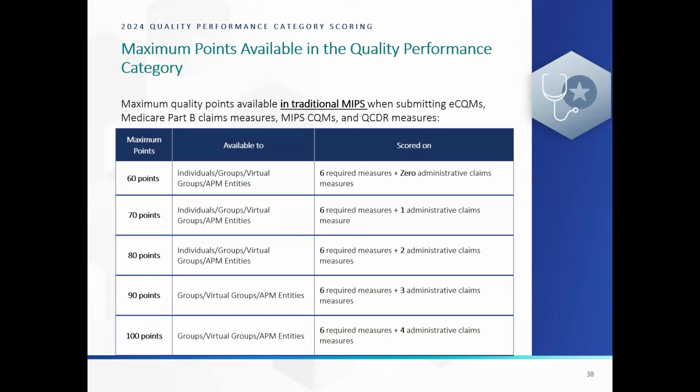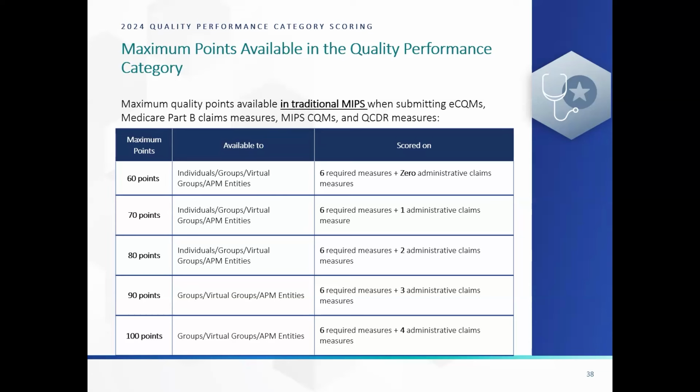So let's say you're scored on 6 measures plus 1 administrative claims measure. The maximum points that are available are 70 points. And again, these points are available to individuals, groups, virtual groups, and APM entities. Let's say you are scored on 6 measures and 2 administrative claims measures. The total maximum points available are 80 points. These points are available to individuals, groups, virtual groups, and APM entities.